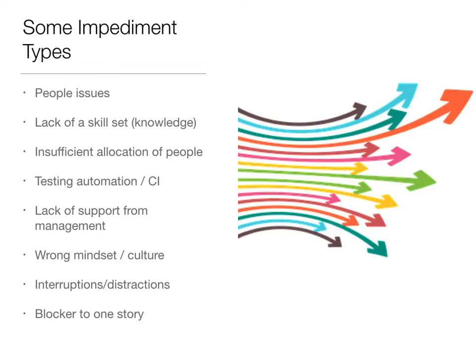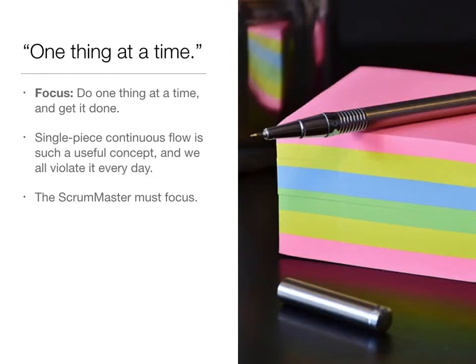We could need support or better support from management. We may have something more nebulous, like we don't feel like the mindset is there or the culture needs to change. We always have interruptions and distractions that are continuously bothering us, some more, maybe some less, but always that's happening. And then particularly the well-known one, the blocker of a specific story. Any of those types of things can be impediments.